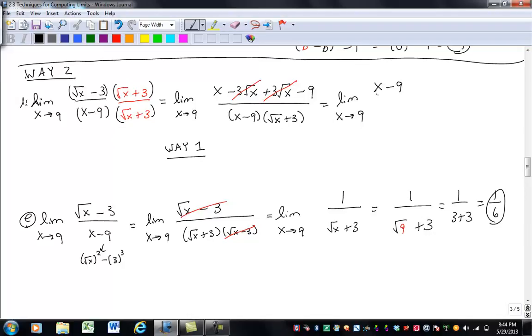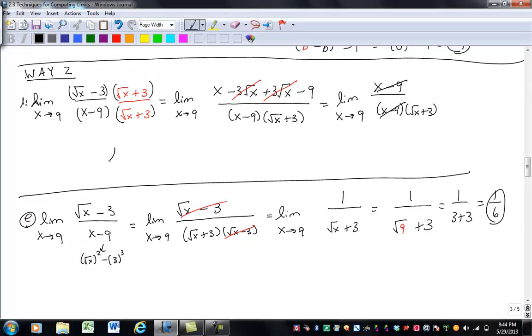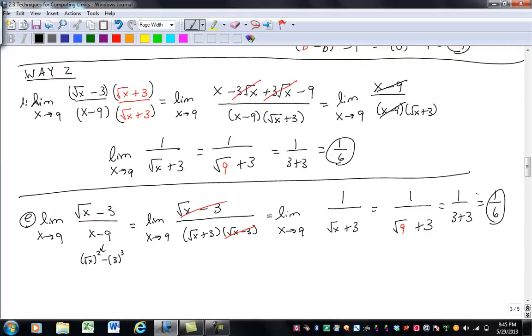I just have x minus 9 on top, x minus 9 times root x plus 3 on the bottom, and the x minus 9's cancel. And so I get the limit as x approaches 9 of 1 over the square root of x plus 3. And just like before, now I can plug in 9 for x. And when I do such a thing, I get 1 over 3 plus 3, which is 1/6. Same limit we got before, just a different technique to find it.